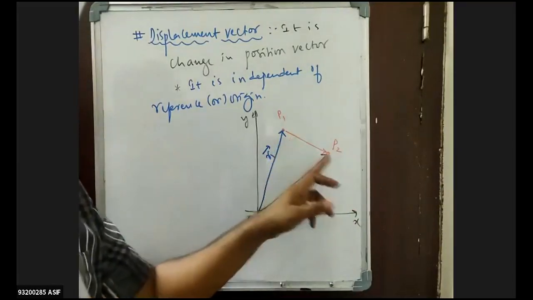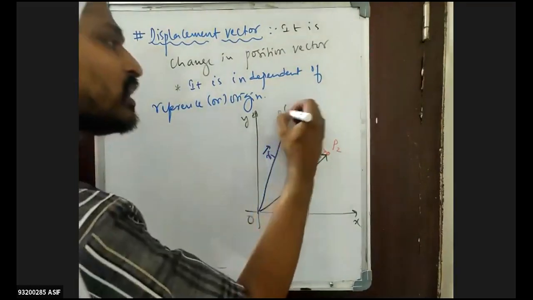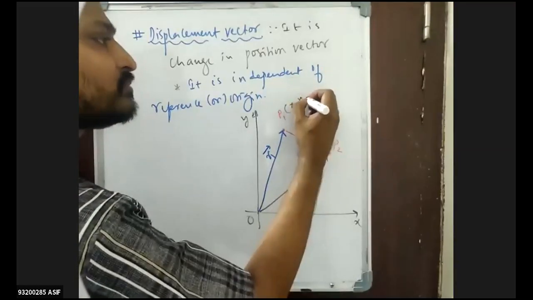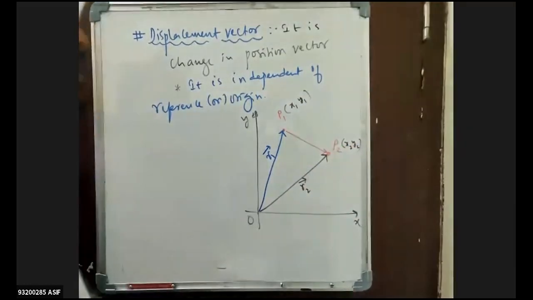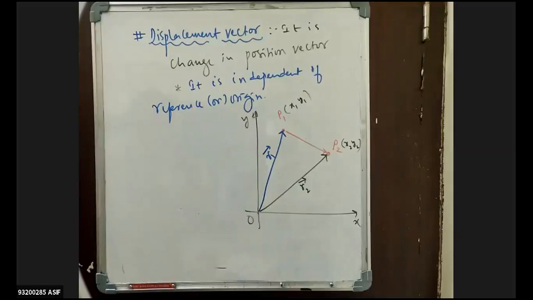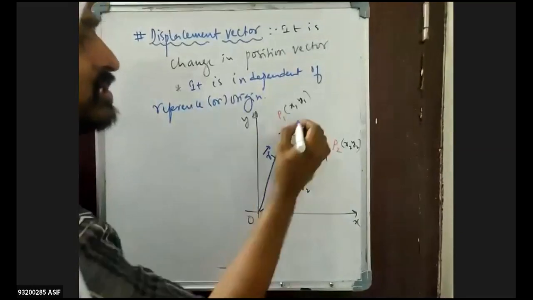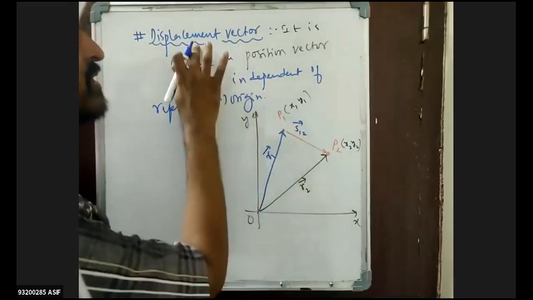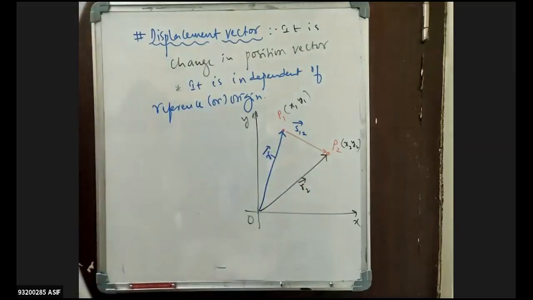The line joining P1 and P2 is known as the displacement vector. That means the coordinates of this one will be x1, y1, and the coordinates for this one will be x2, y2. Isn't it? So that will be the displacement vector for me. This is the displacement from 1 to 2, that is S bar. I'm representing the displacement vector by S, from 1 to 2.